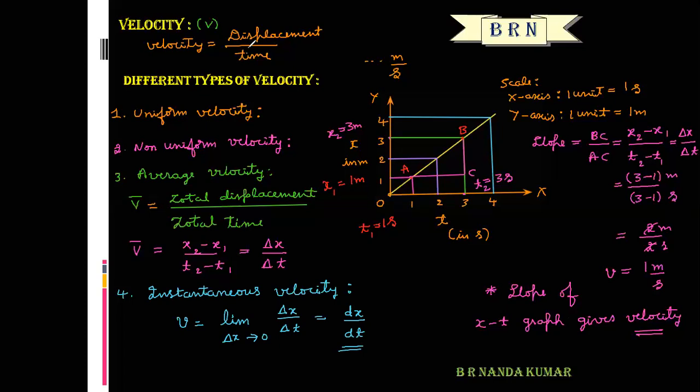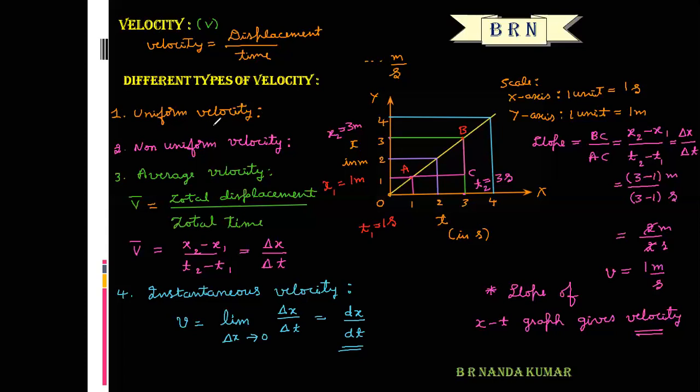So this is the mathematical expression for instantaneous velocity. So what is the meaning of velocity? Velocity means the time rate of change of position along a fixed direction, or simply displacement per unit time is called velocity. So different types of velocity. Number one is uniform velocity.